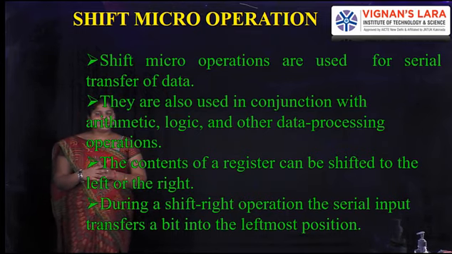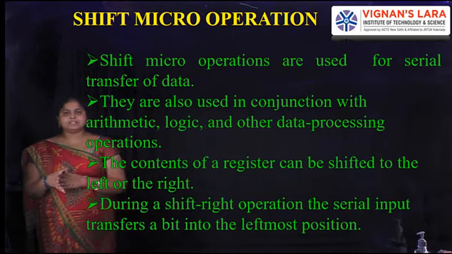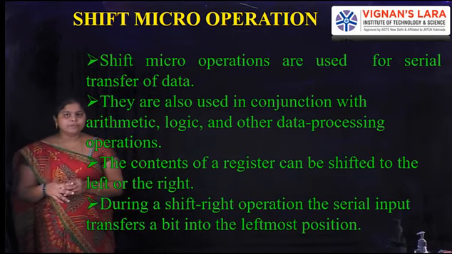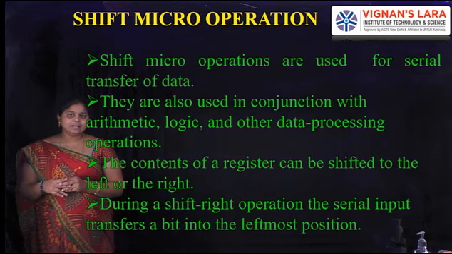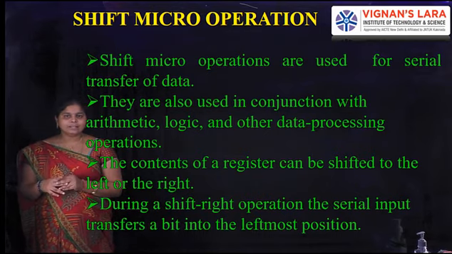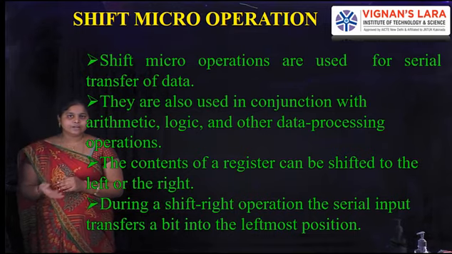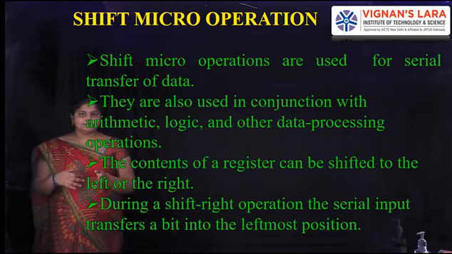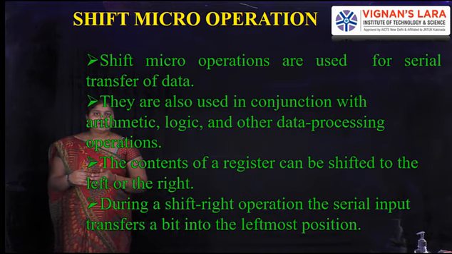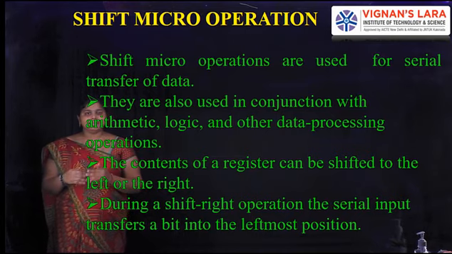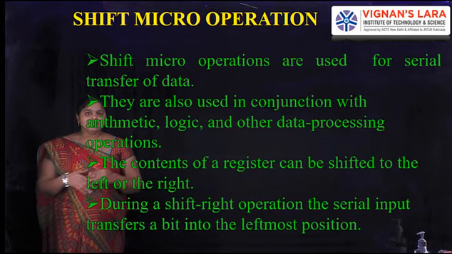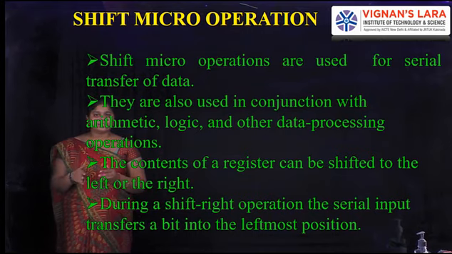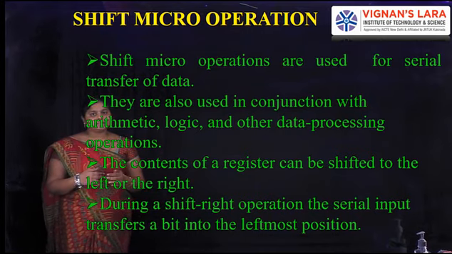In shift micro operations, we have two types of operations: shift right and shift left. First, let us see shift left. In shift left, the serial input bits are transferred towards the left side. The data that is transferred towards the right side is known as shift right.